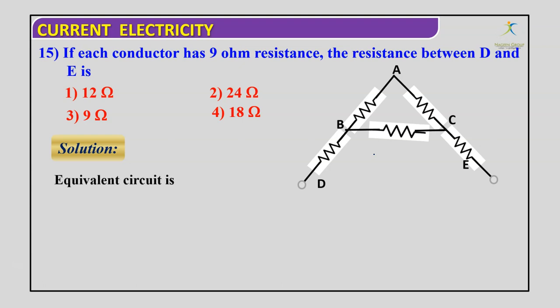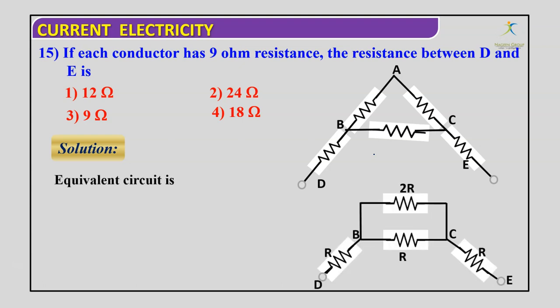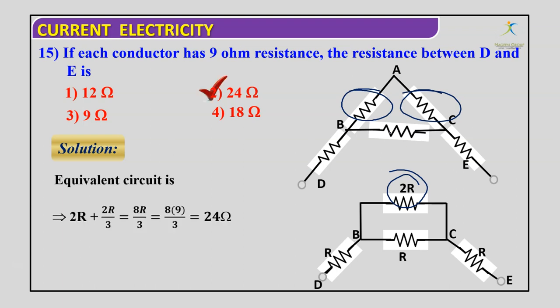So the equivalent circuit is, if we take the value of B and C, this value and this value have the same current, that means we just add them together. And simply this 2R and R will be in parallel combination, so we can solve this particular term and get the result. The normal R and R we can add up together.